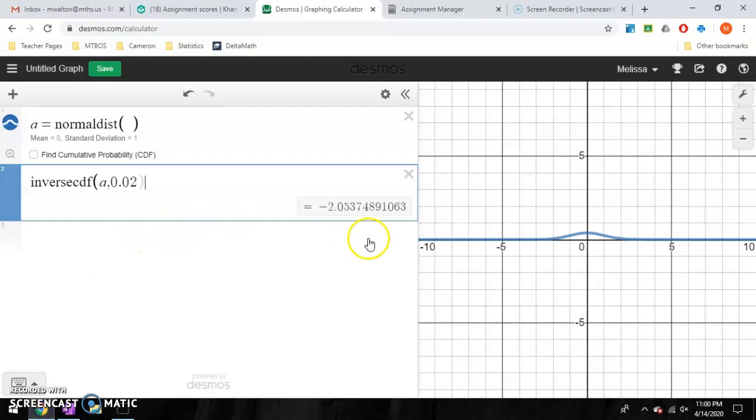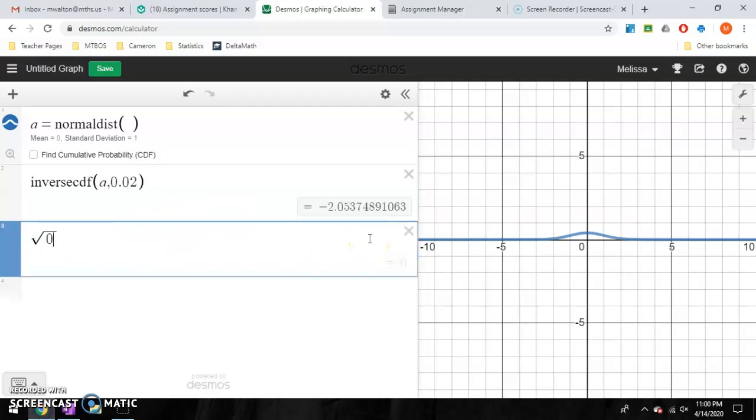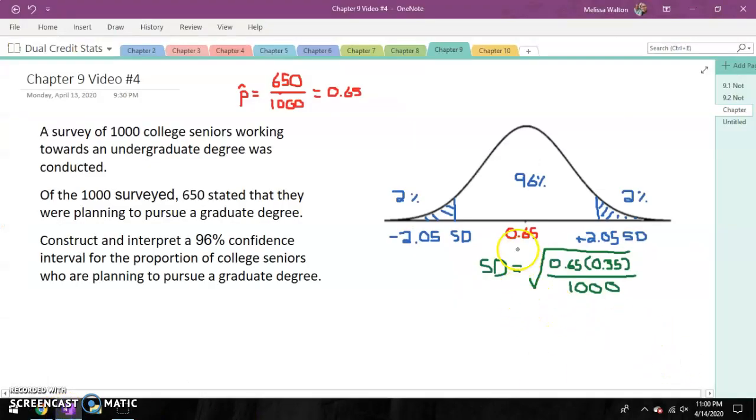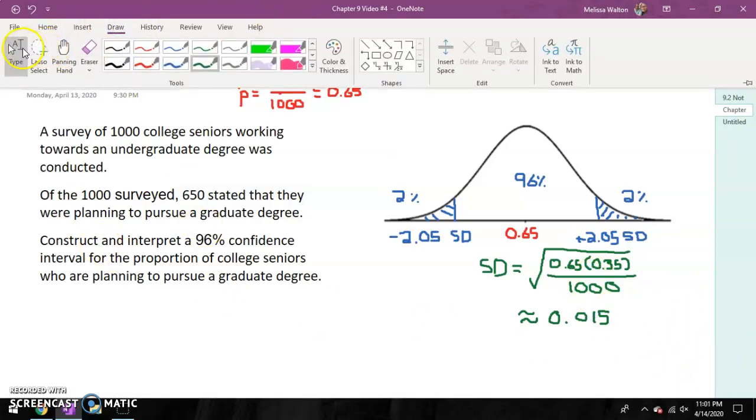If I calculate this out, just to get an idea of our standard deviation, it's 0.65 times 0.35, divided by 1,000, under a square root. Very small standard deviation, only about 1.5%. That goes along with our pretty big sample size. So this is right around 0.015.